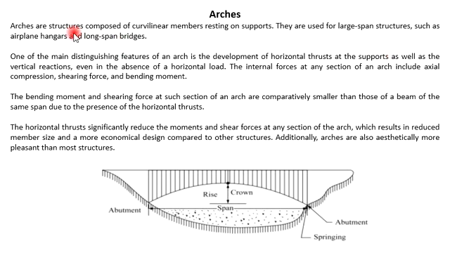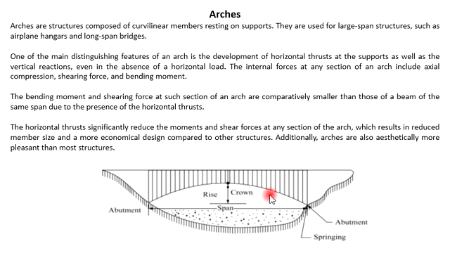The arches are structures composed of curvilinear members resting on supports. Also, arches are used for large spans, the same way as we have discussed earlier, in airplane hangars and long span bridges. Whatever load comes on the arch from the roadway as well as vehicular movement is going to be transferred to the abutment, and at the abutment we are going to have some horizontal thrust at the support, along with vertical reaction, even though there is no horizontal load. So this is one of the important things which you have to keep in mind.